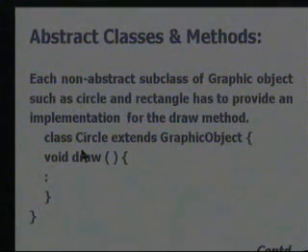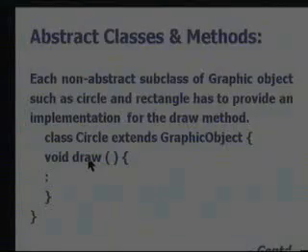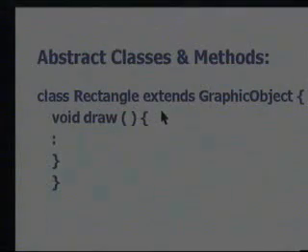So now circle has its own draw method, rectangle has its own draw method, ellipse has its own draw method. This logic is different. So in the superclass I have given the prototype, the structure, the signature, and the subclasses implement them accordingly. So the draw will be defined for the circle differently from the draw method defined in rectangle. Let's say again I have defined a class rectangle extends graphic object void draw. So I have implemented another subclass containing the draw method, but this draw will be different from the circle.